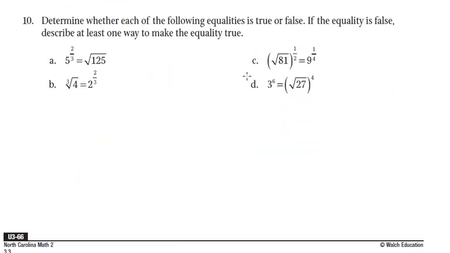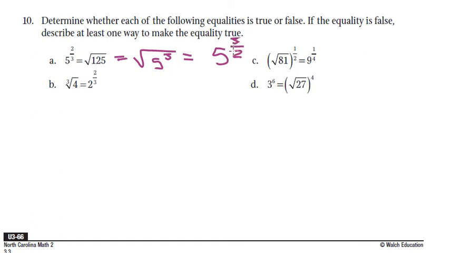All right, so number 10 here says to determine whether each of the following equalities is true or false, and if the equality is false, describe at least one way to make it true. So basically, we're looking to see if these are currently true or false. Well, right here, this is 5 to the power of 2 over 3. I already know that 125 can be written with a base of 5, so that is really the square root of 5 to the third power. So if I take that and convert it to exponential form, that's 5 to the power of 3 over 2.